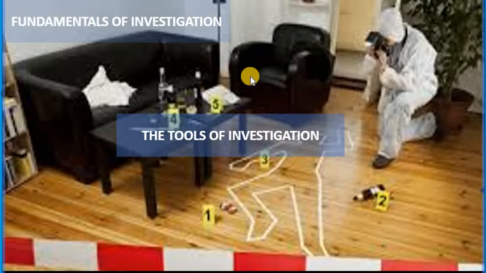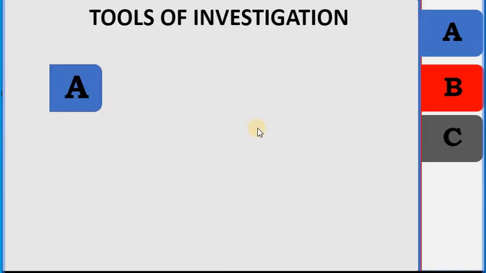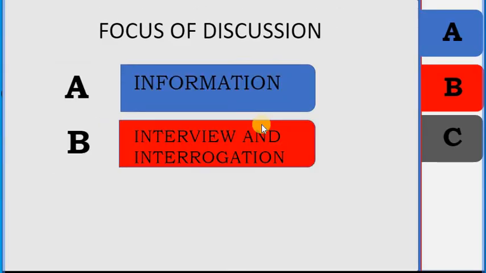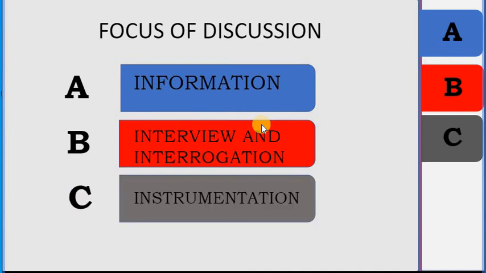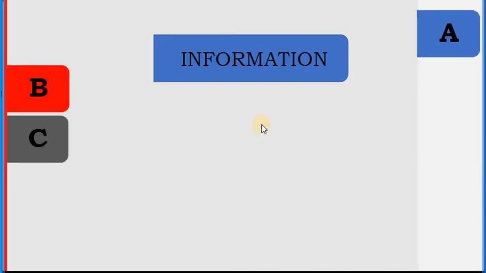So, the tools of investigation. Again, what are the three I's? Na-discuss na to kahapon. What are the three I's? Information. Sige. Interview and interrogation. Okay. So, these are the three I's of investigation or the tools of investigation. We have information, interview and interrogation, and the instrumentation. So, let's start with information.